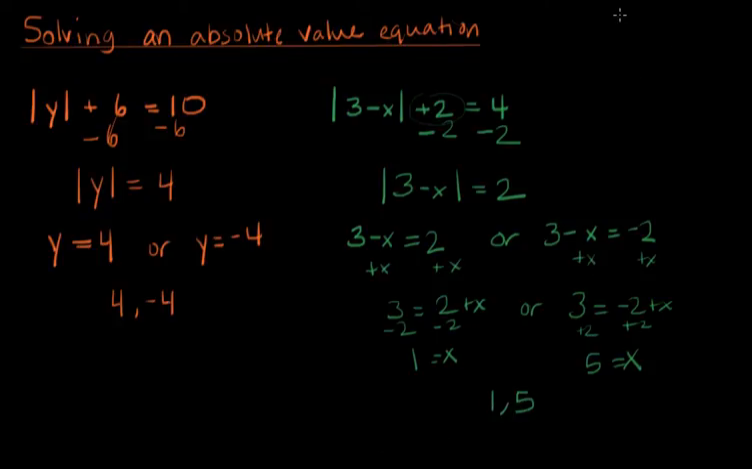So for every absolute value equation, we start by getting the absolute value part by itself on one side of the equation. Then we let that part inside equal positive or negative of whatever it's equal to. And then we solve each equation separately. And that's how you solve an absolute value equation.